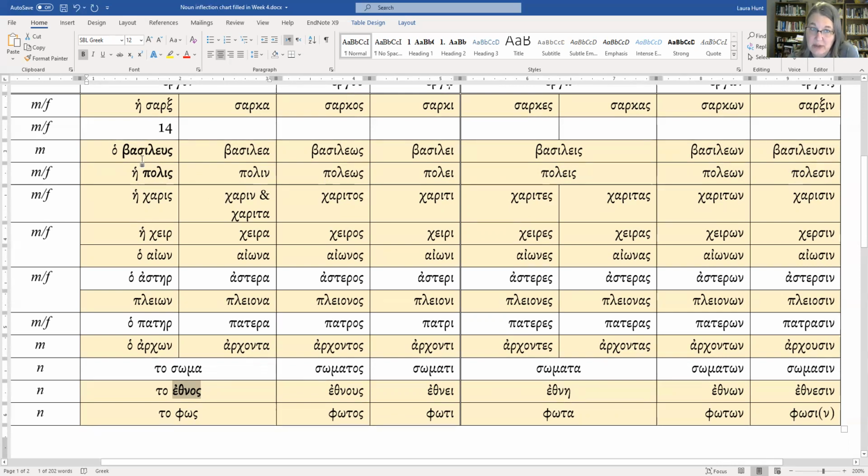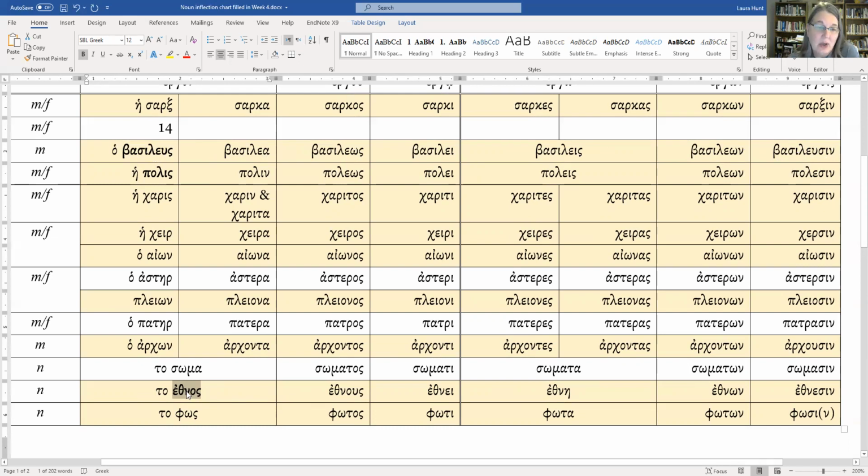Basileus is similar with a few exceptions. So ho basileus, the king, and in the accusative, we have this time the alpha instead of the nu. So we get basilea, but again, we get basileos, basilei, basileis, basileon, and a little bit different in the dative plural, basileusin. And then the third noun we're going to look at is a neuter noun.